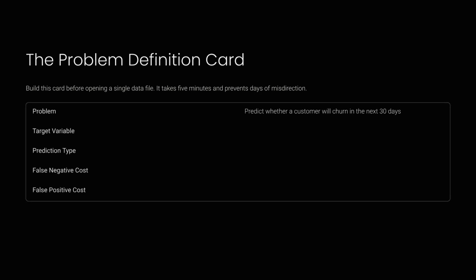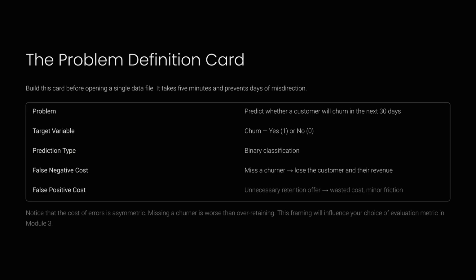We formalize the problem definition with a card, including the target variable, prediction type, and the costs of false negatives and false positives. Notice the asymmetric error cost, which influences our choice of evaluation metric later.